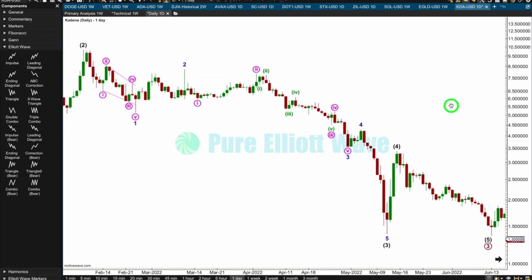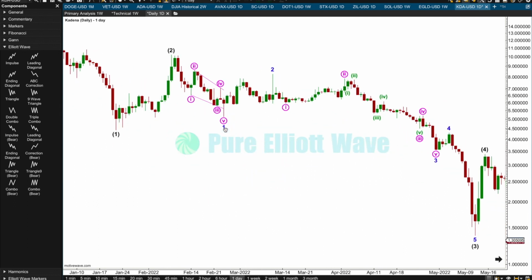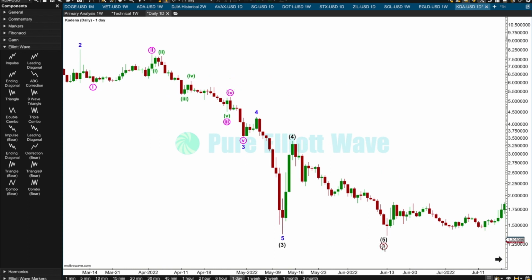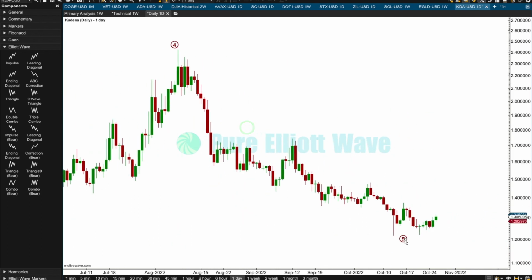Okay, so intermediate 2 could have been a zigzag, and instead of a triangle, this could have been a series of 1, 2, 3 overlapping 1st and 2nd waves. That will also fit. And intermediate 5 is below intermediate 3. There's no truncation. Could primary 5 be over?